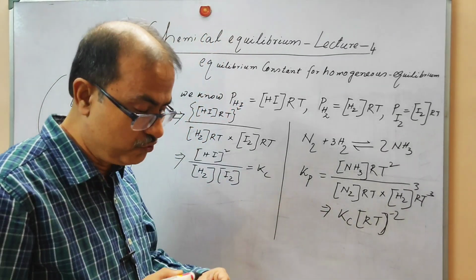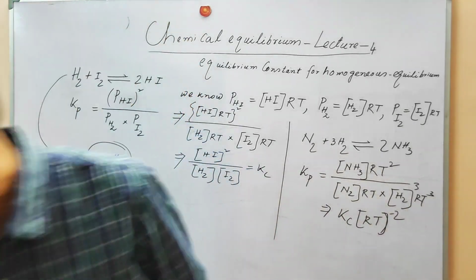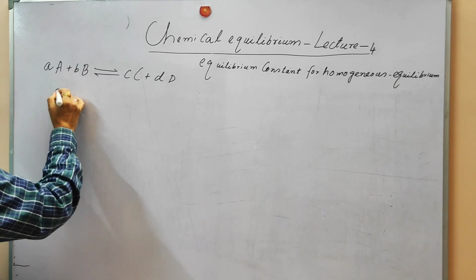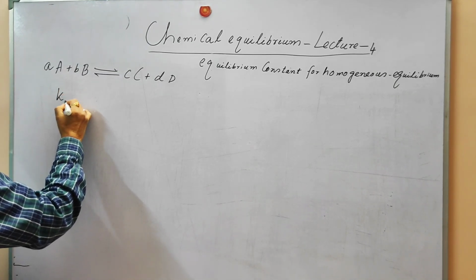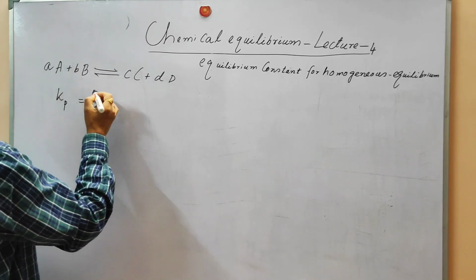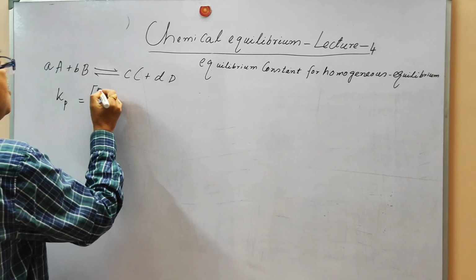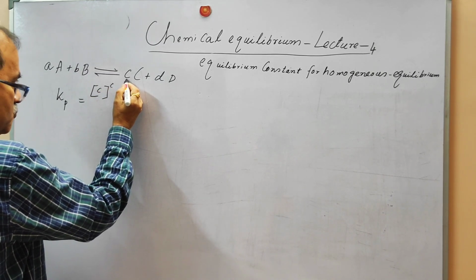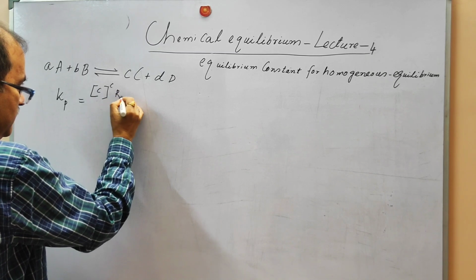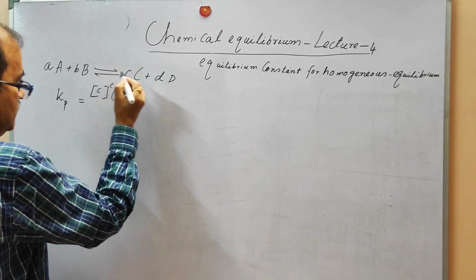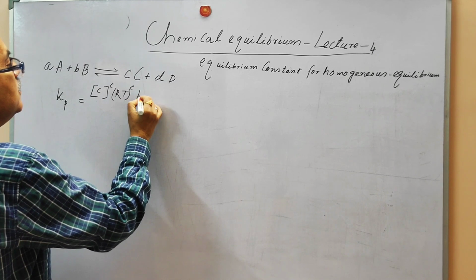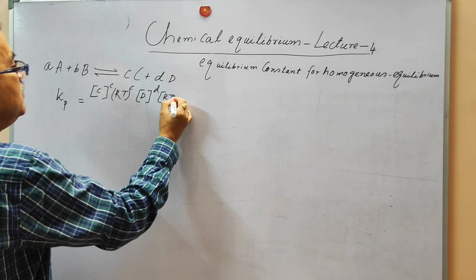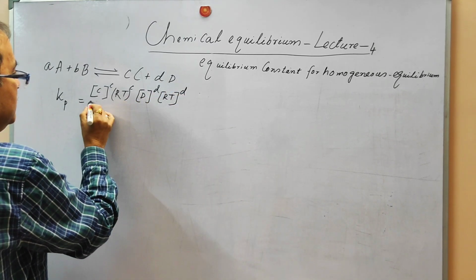So we will take a general equation and understand it. For this general equation we can have Kp equal to the concentration of the product C raised to its stoichiometric coefficient small c, into RT to the power c. Then the concentration of D and RT to the power small d.